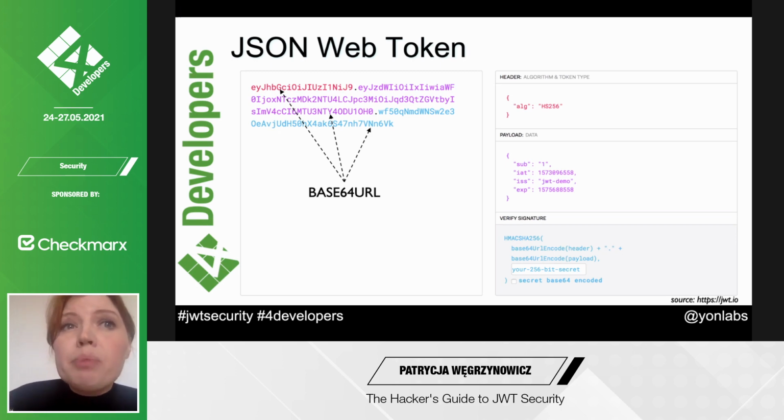When we decode these 3 parts, we see that the header and the payload are just JSON strings. The header contains an algorithm used to generate a signature. In our example, it's HS256, HMAC with SHA-256. The payload contains the actual claims of the token. In our example, it contains 4 claims: subject, issued at, issuer, and expiration. The signature is just a binary content.